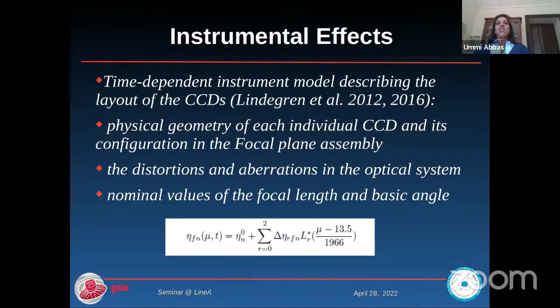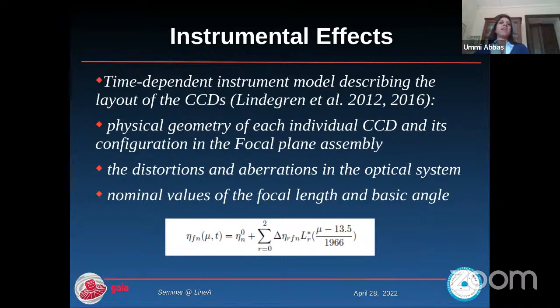There are also distortions and aberrations in the optical system. And we also have to worry about the nominal values of all these focal lengths and basic angles. So this all goes into really the calibration of the field. And as the mission goes on, with the future data releases, and we have already seen from DR2 to DR3, for example, the calibrations became much more accurate. And so this also gives a more precise catalog.